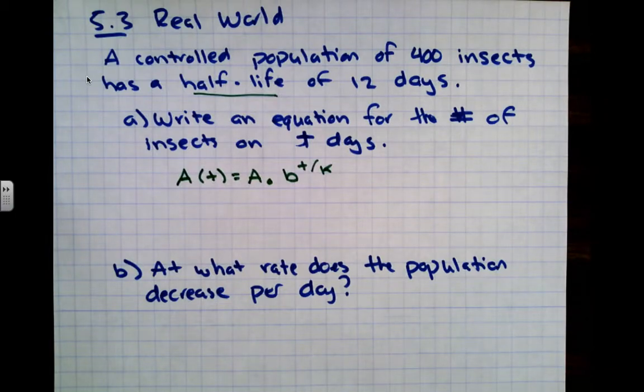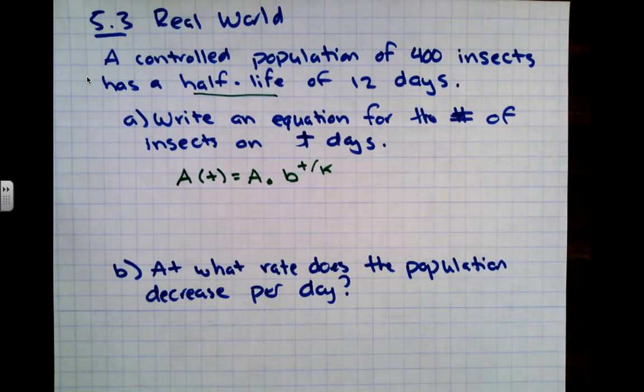What we're going to take a look at now is a 5.3 real-world problem. The question says, a controlled population of 400 insects has a half-life of 12 days. First we want to write an equation for the number of insects on t days, and then we want to find at what rate the population decreases per day. So, just a few things about this problem.